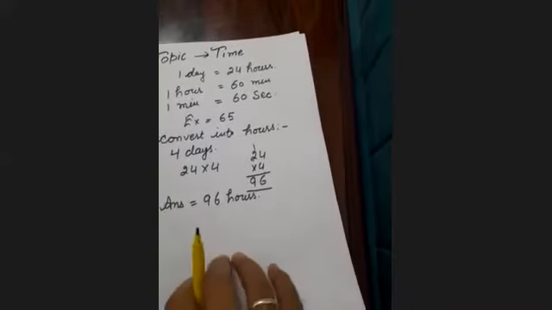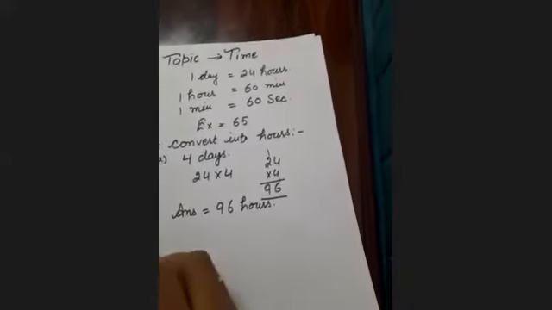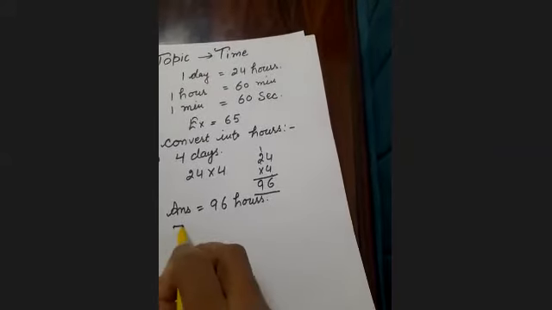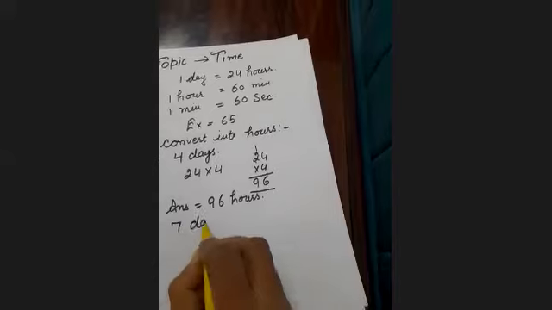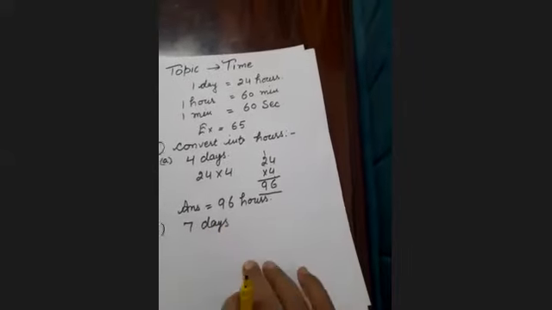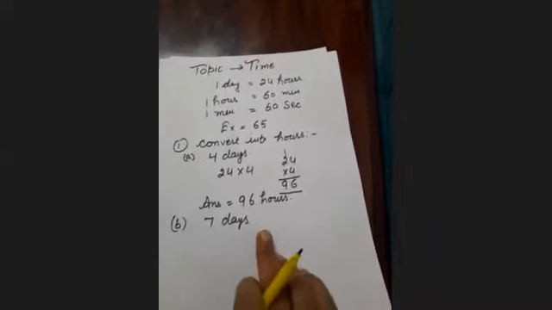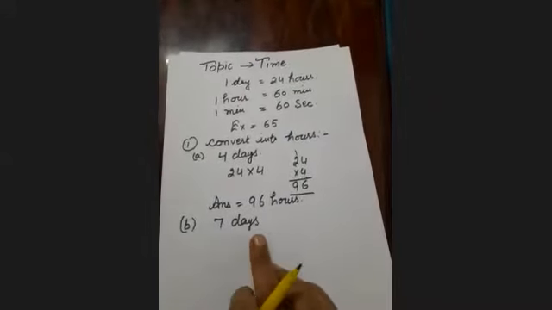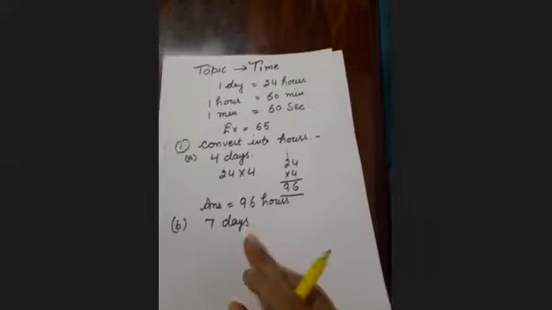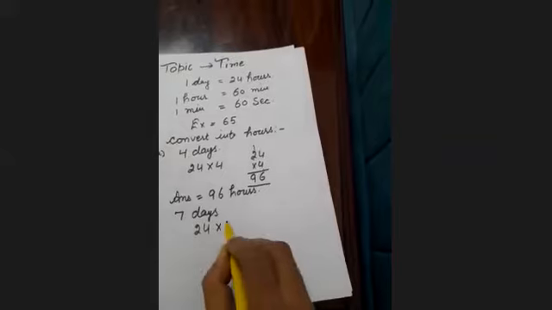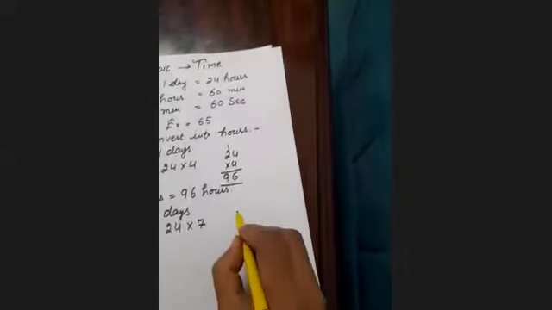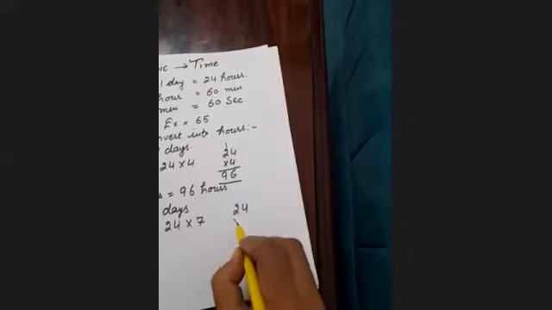Next question is 7 days. Now convert 7 days into hours. Again, students, we will multiply by 24. 24 multiplied by 7.